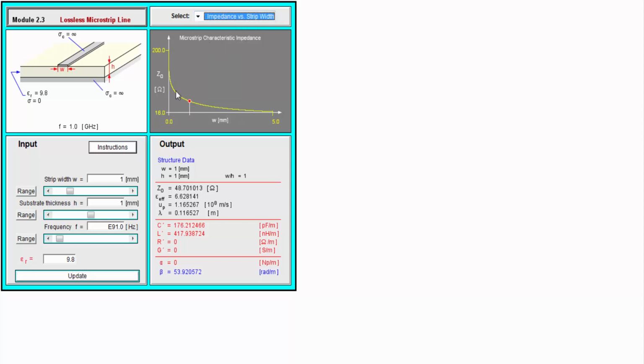This is the impedance, same with the width, and the relative permittivity with the frequency. So this is the effective relative permittivity with the frequency. The effective relative permittivity increases when the applied electromagnetic wave frequency is increased.